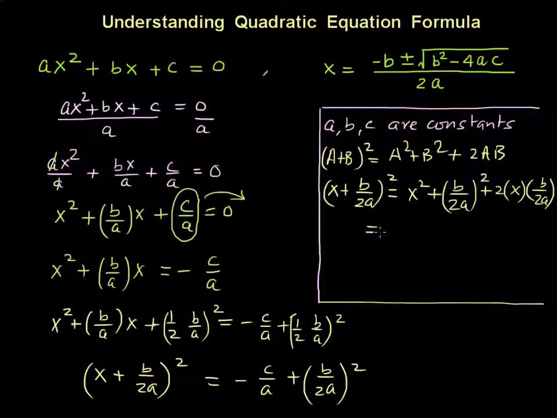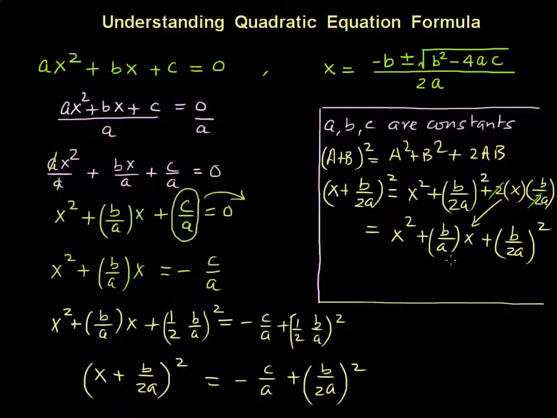Which is nothing but simply equal to, let's write this down again here. So that will be x square plus b upon 2a. And actually, if we write down the third term first, that would be better. So I'm just going to write down this term here. And you can see that this 2 and this 2 will be cancelled out, right? So what we get after that is simply b upon a, bracket x. And then the last term, which is b upon 2a, and then whole square.